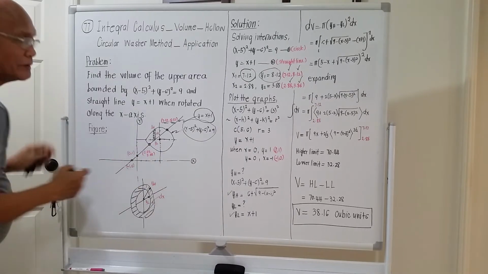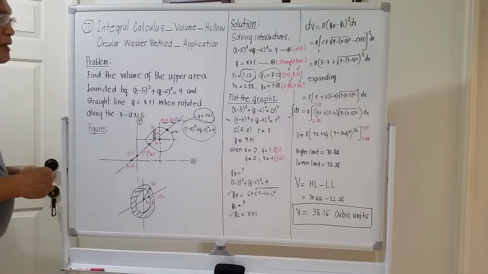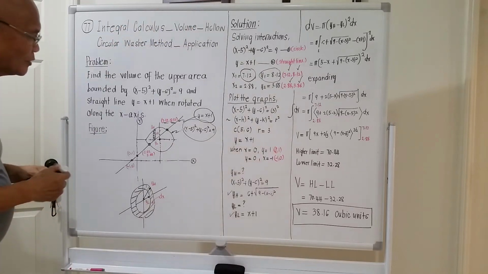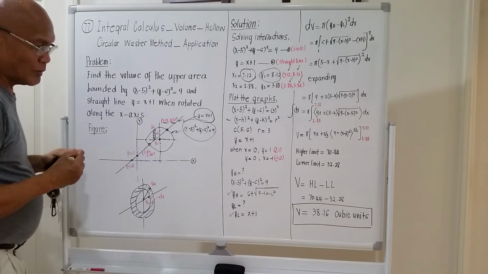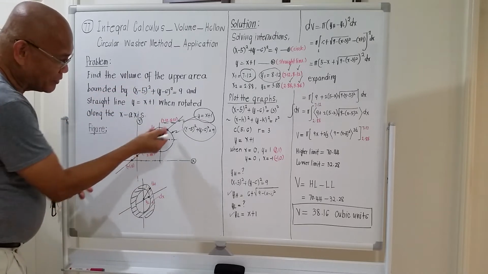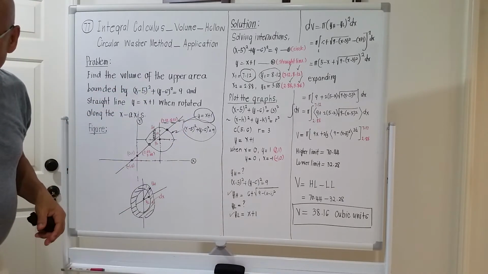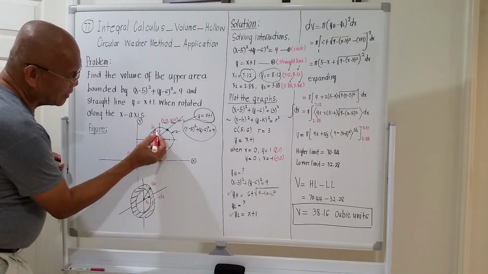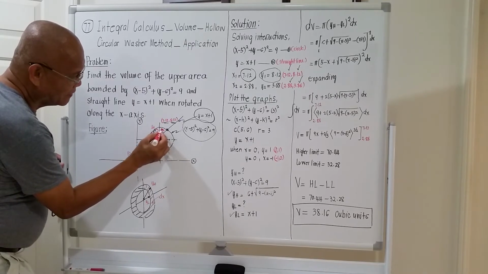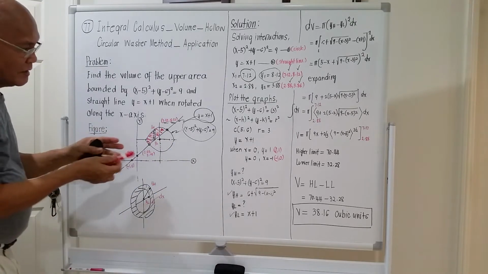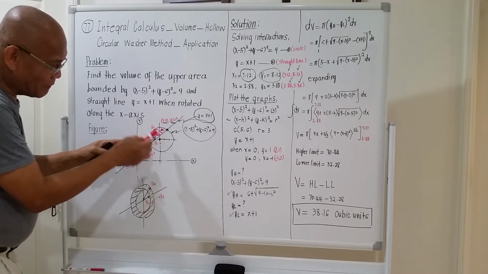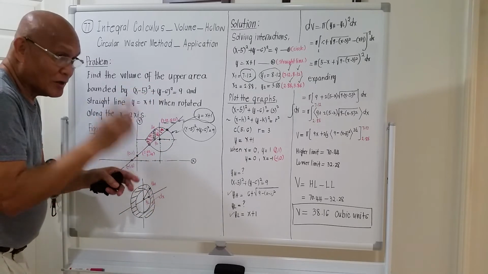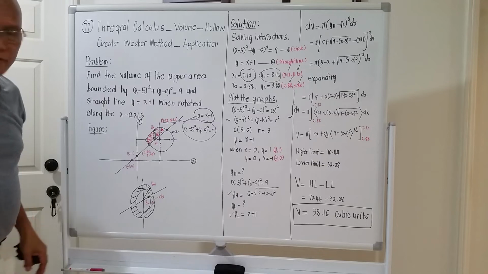2.88, 3.88. Okay, let's proceed with the so-called hollow circular washer method. What is required is the volume of the upper area bounded by the circle and the straight line. I will try to place the bound; it should be the area covered by the red one. The problem is asking, if we rotate the upper area bounded by the circle and the straight line one complete revolution with respect to the x-axis, what is the required volume? That's the problem.